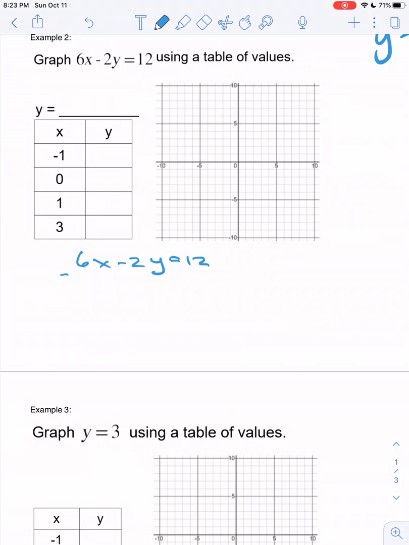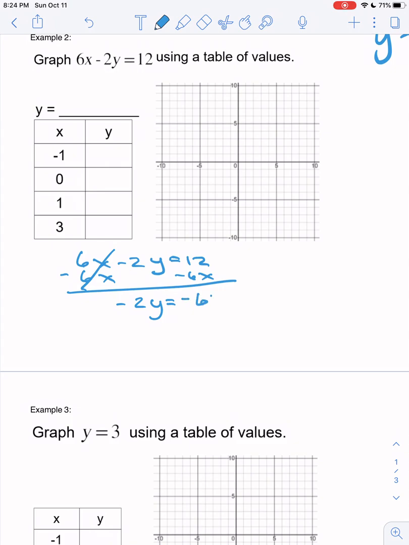First thing I'm going to do is get rid of that 6x. So I'm going to subtract 6x from each side. Boom, that 6x is gone. Our goal is to get that y all by itself. I want that x first. We're getting ready to graph in something called slope-intercept form, and that x needs to be first.